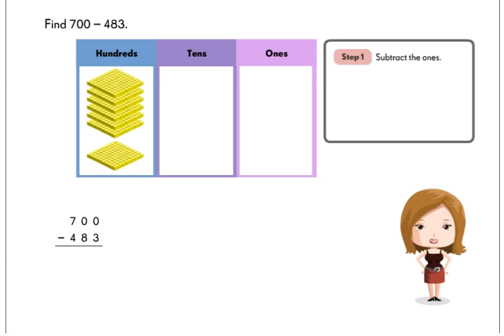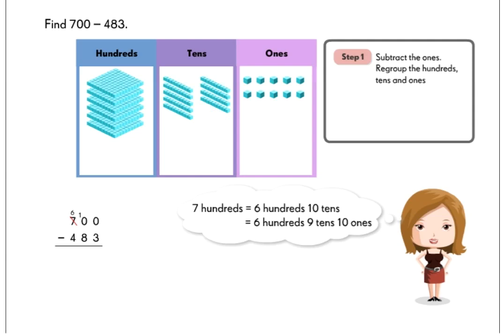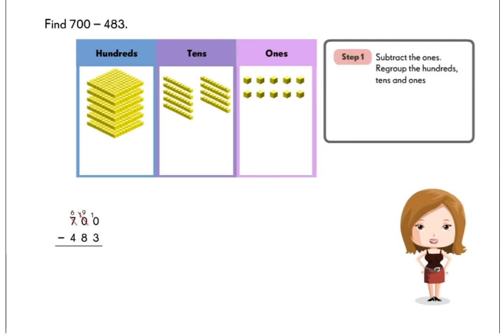First, we subtract the ones. We regroup the hundreds, tens, and ones. 700s. 600s, 10 tens. Is equal to 600s, 9 tens, 10 ones. Now we can subtract the ones. 10 ones minus 3 ones equals 7 ones.